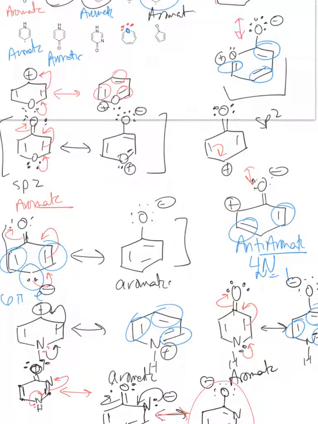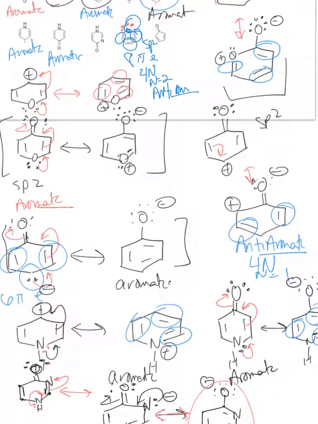So for this oxygen to be an sp2, that means one of these has to contribute to the pi system. So that's 1, 2, 3, 4, 5, 6, 7, 8. That's 8 pi electrons in that system. And that is 4n, where n equals 2. So that would be anti-aromatic.